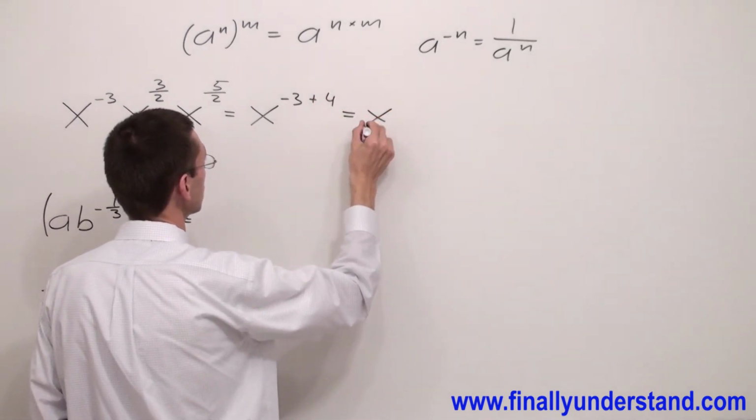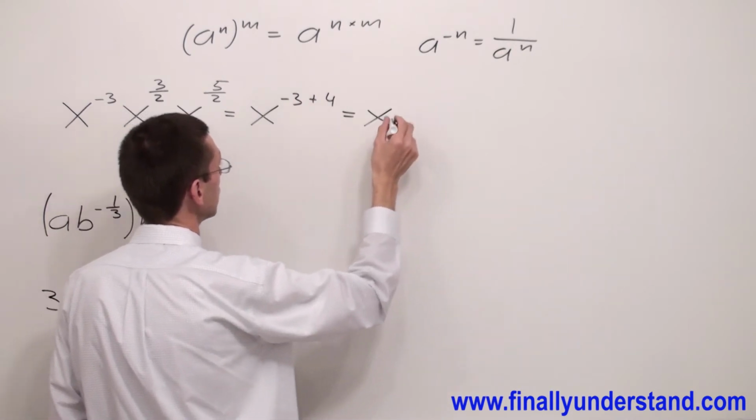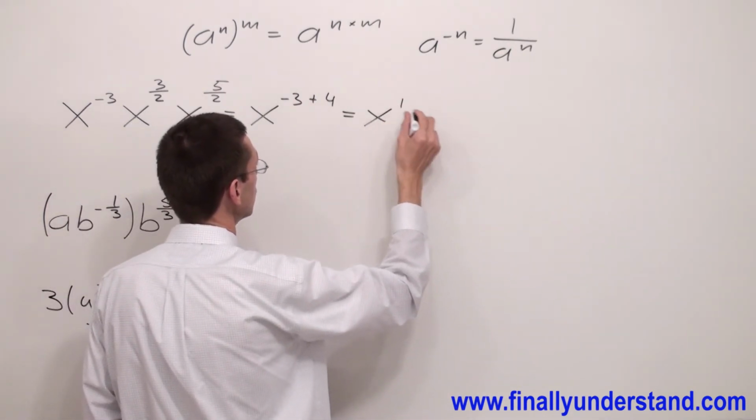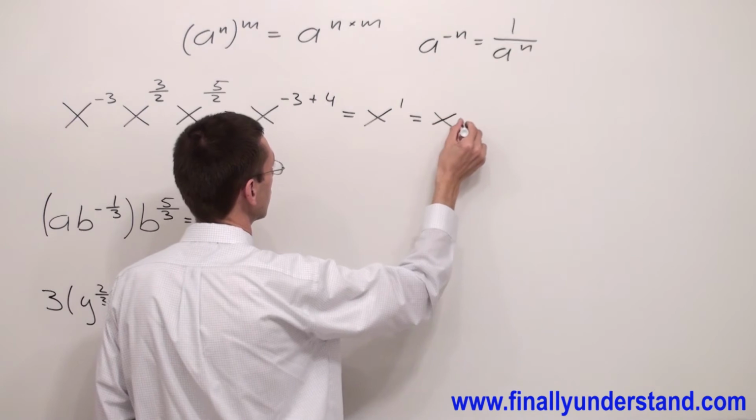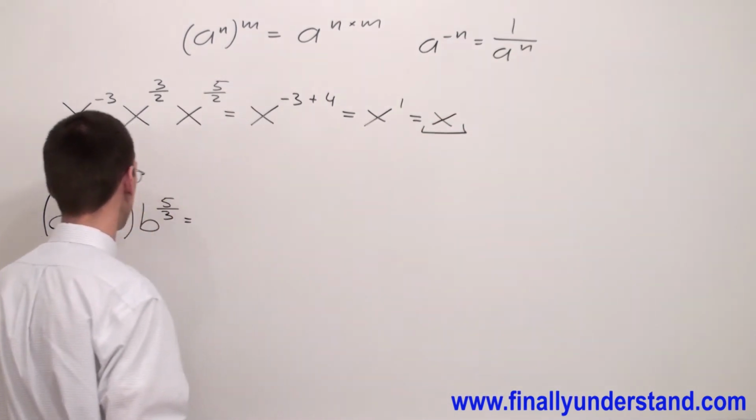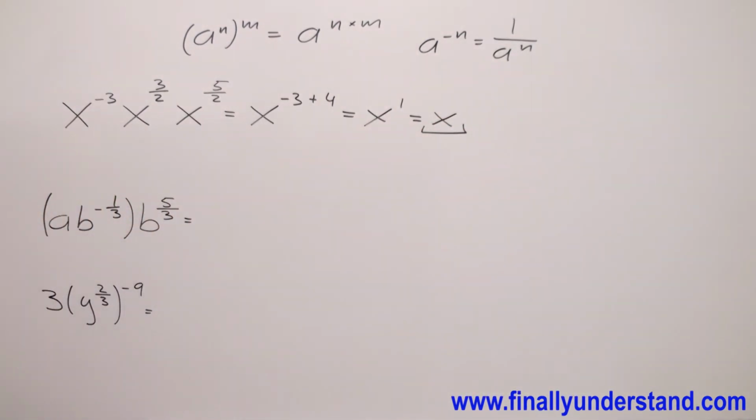This is equal to x. Minus 3 plus 4 is 1. X to the first power is x. This is the solution to this problem. Let's take a look at the second example.